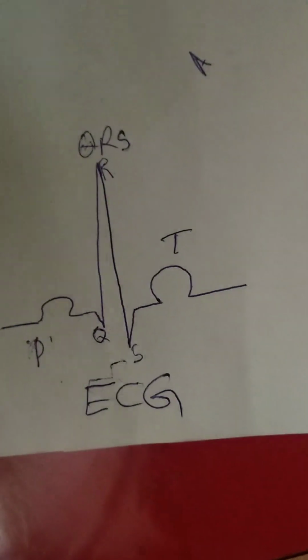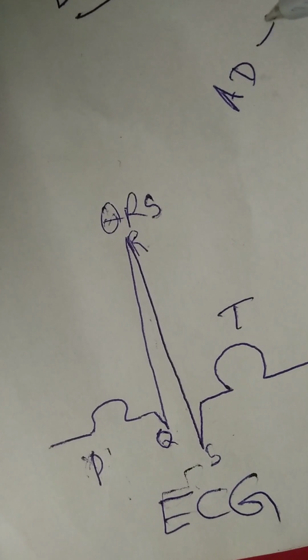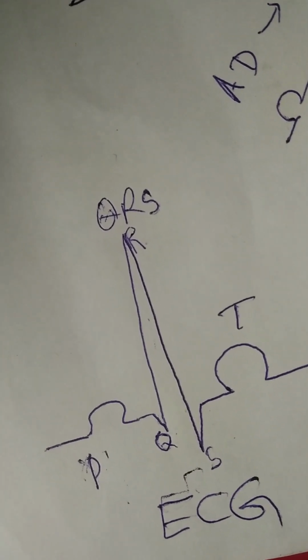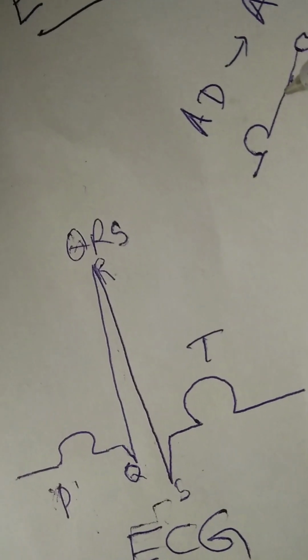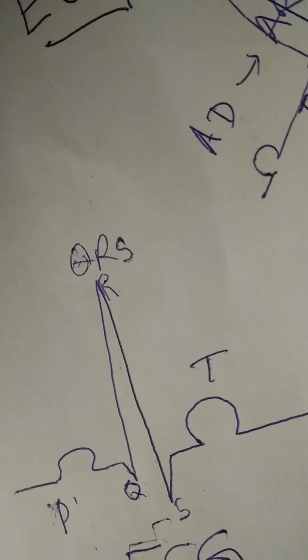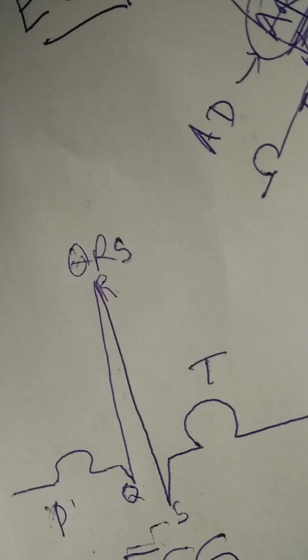Following atrial depolarization, there should be atrial repolarization, right? So atrial depolarization should be followed by atrial repolarization, but the atrial repolarization is very minimal. It is really a small wave. So when the ventricle is depolarizing during the QRS complex, the atrial repolarization is not visible. It is hidden, or overlapped, by the QRS complex.